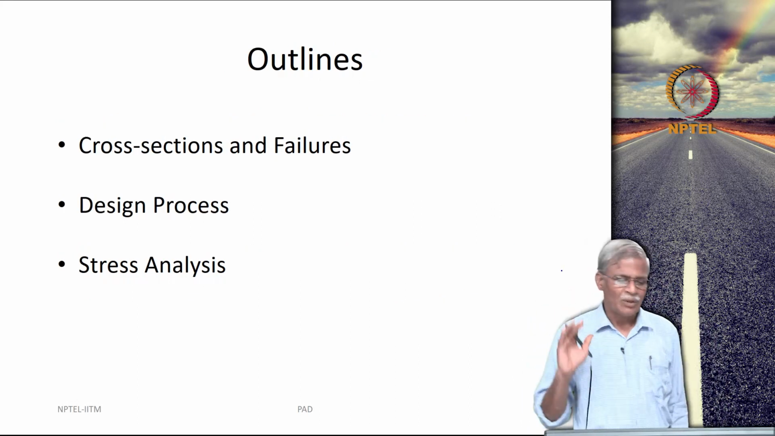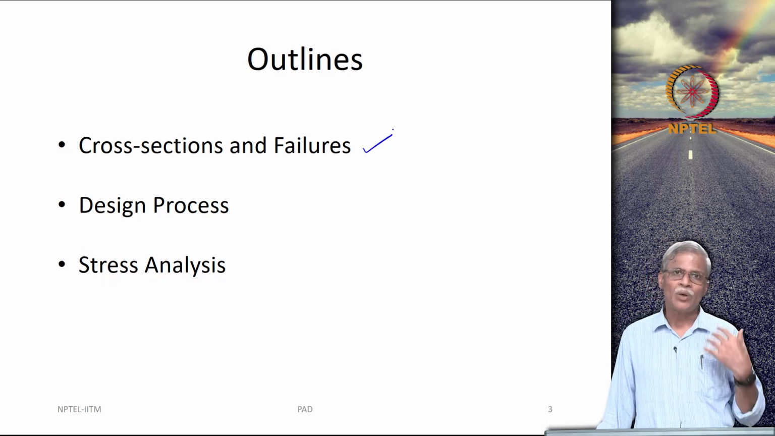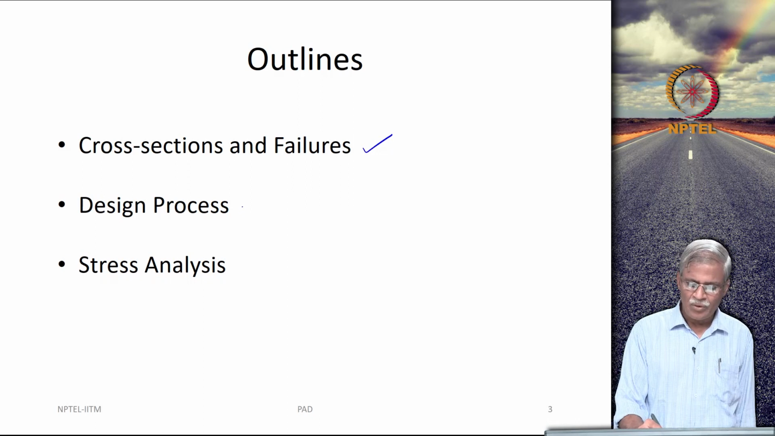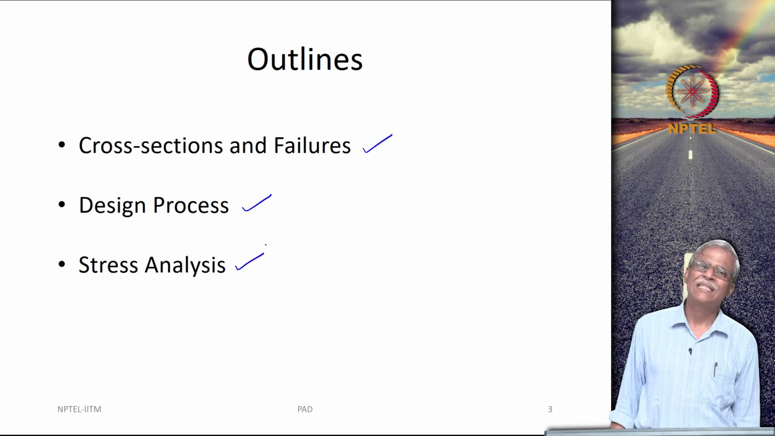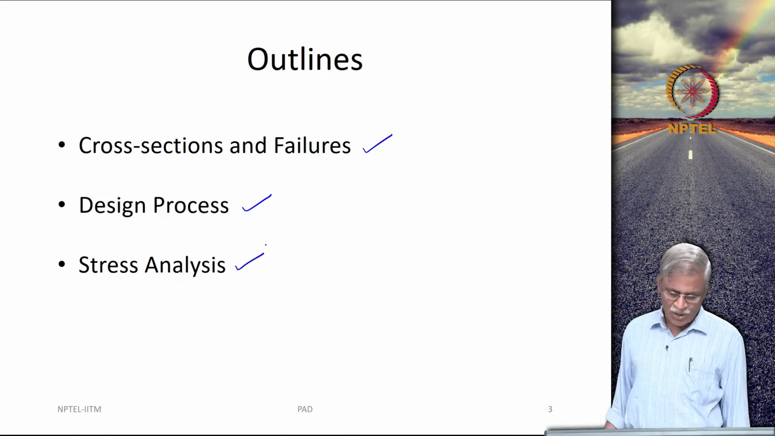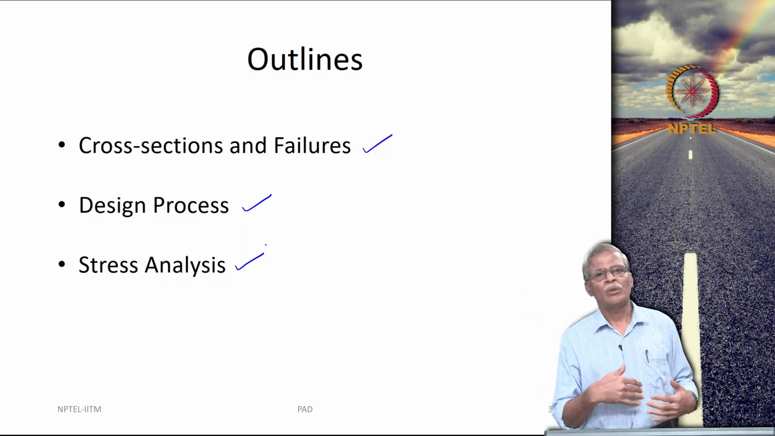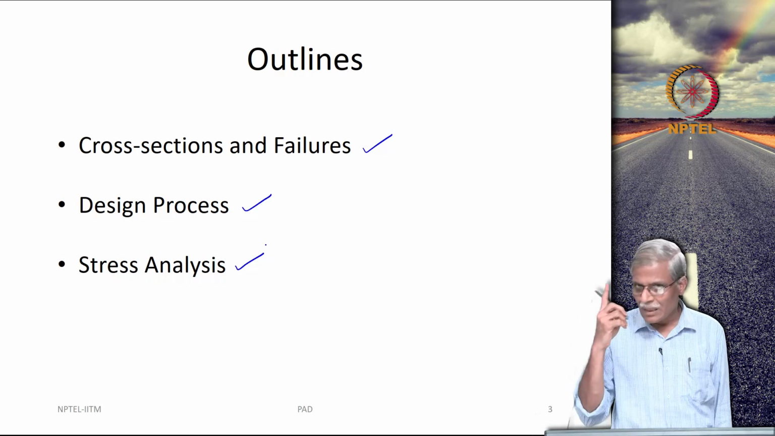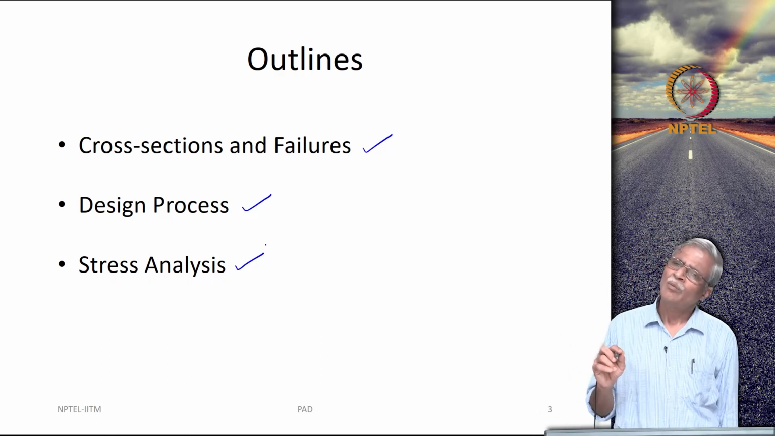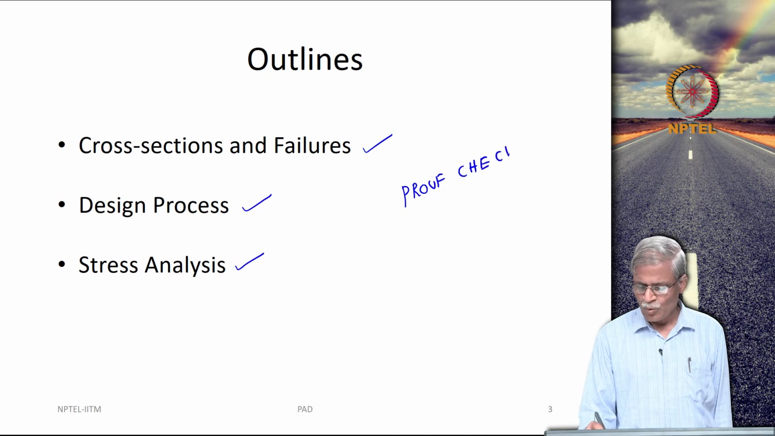Now, what we are going to do here is we will first look into the various cross sections and how a pavement fails. Then we will talk about the overview of the design process and then the stress analysis. You must be wondering why I first talk about failure and then the design process. Many a time, and this holds good not only for pavement engineering but also for many civil engineering infrastructure, what we do is always what is called proof checking.